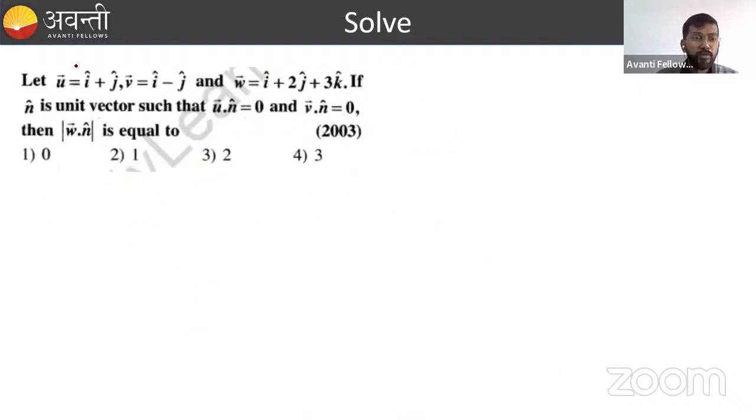Okay. Now in this question, u bar, v bar and w bar are given. If n bar is the unit vector such that u bar dot n bar and v bar dot n bar are 0, then we have to find something.